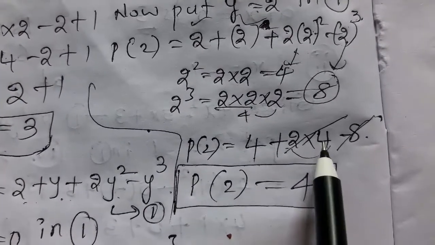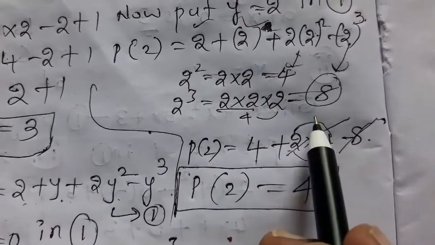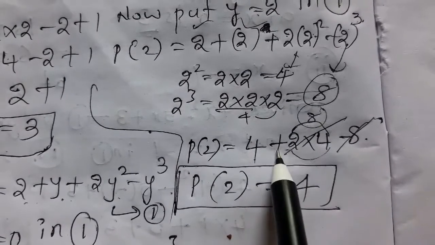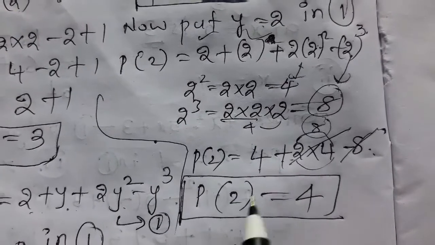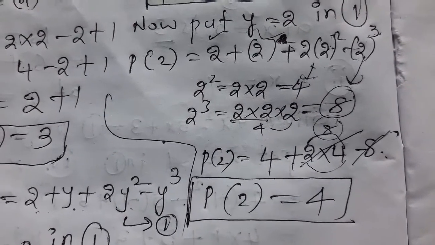All of you understood this? 2 4s are 8. So plus 8 minus 8 cancel. Therefore P of 2 equals 4.